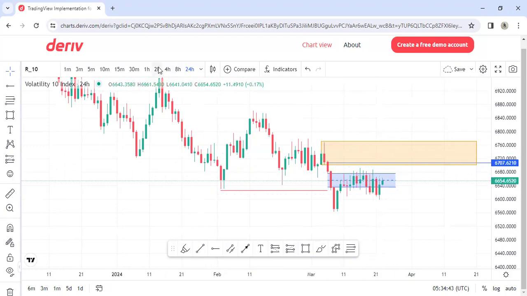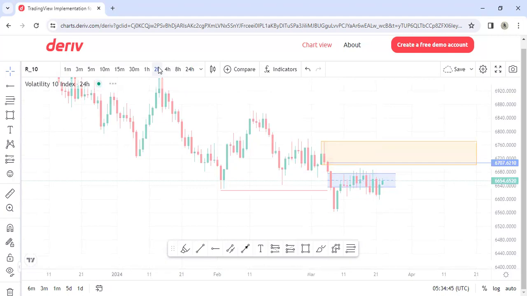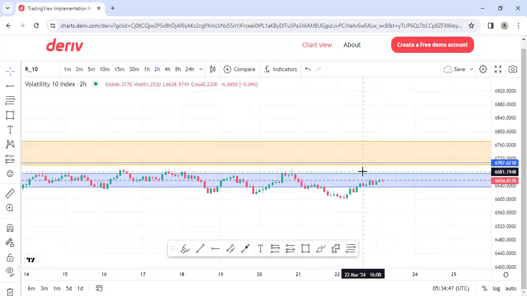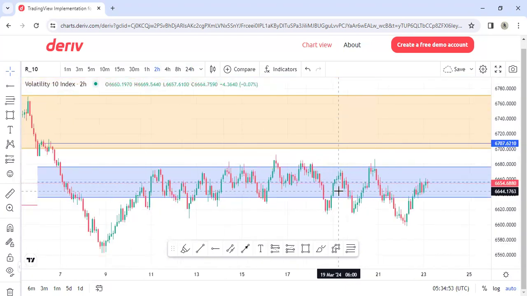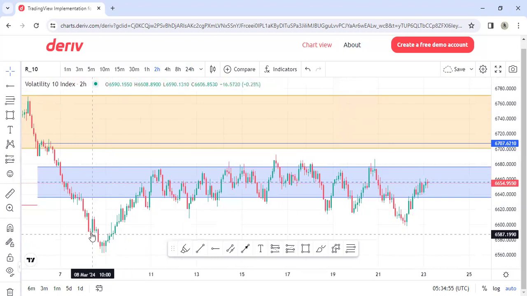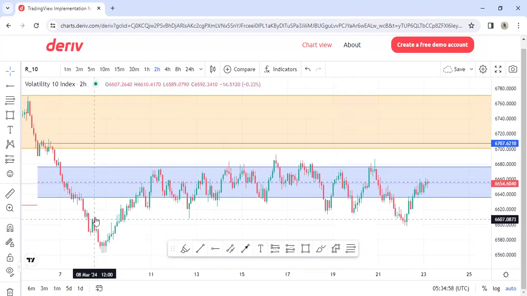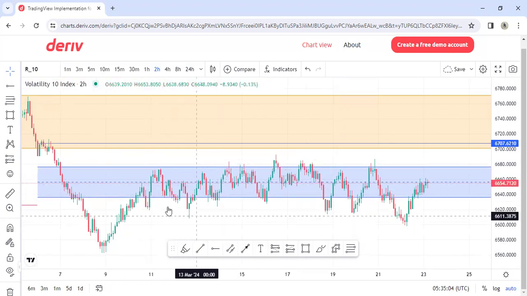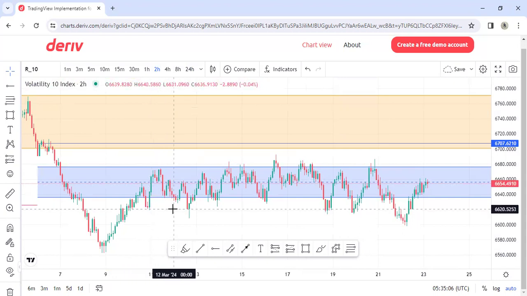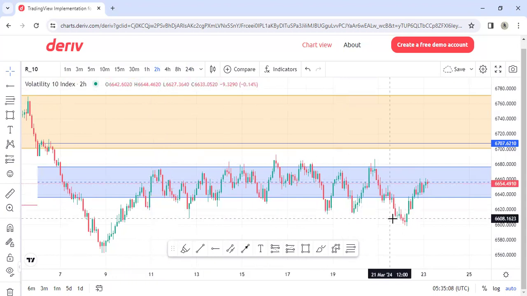So if you go to the lower time frame, let's go to the 2-hour chart. On the 2-hour chart, we have a kind of bullish break of structure here. The market broke above this swing high. The market on 2 hours is kind of in a range, right? So we can't really say it's bullish or bearish.